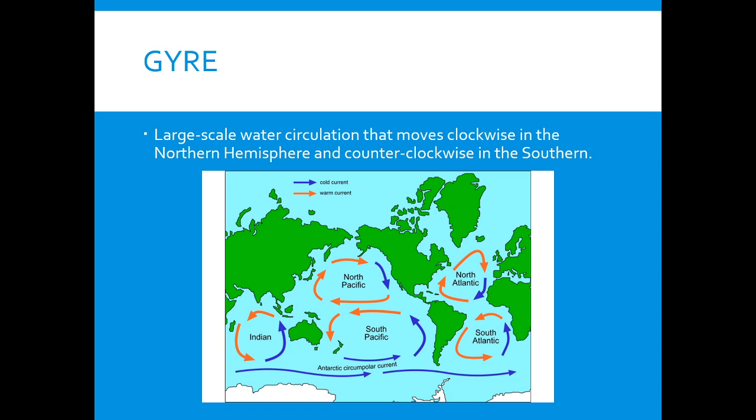Now, before we get into that, we need to talk about a couple of things that are important to understand what happens in an El Nino. So a gyre is the large-scale water circulation that moves clockwise in the northern hemisphere and counterclockwise in the southern. Remember, this is what occurs because of the Coriolis effect. A lot of this is also due in part to the continents and the way the geography works. So you have gyres in both the North Pacific and the North Atlantic, along with the south of both of those oceans.